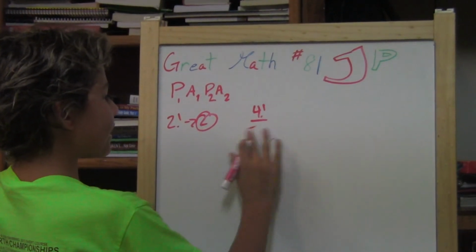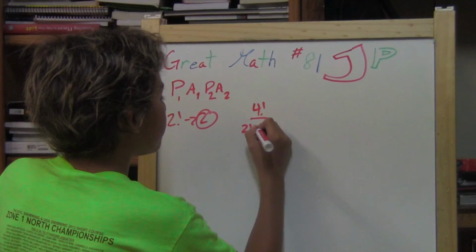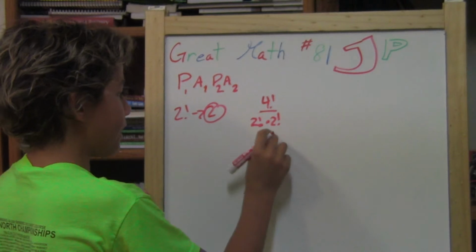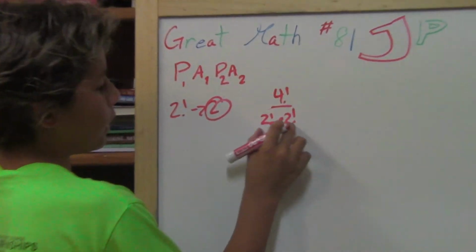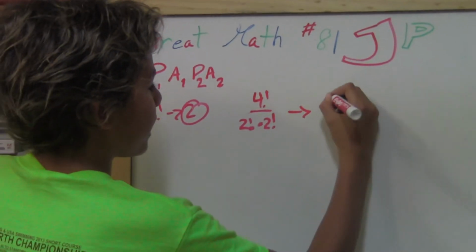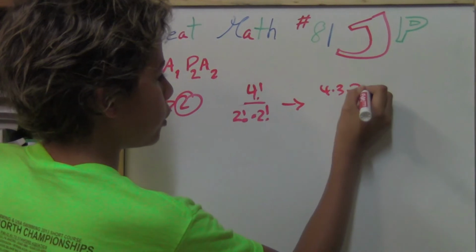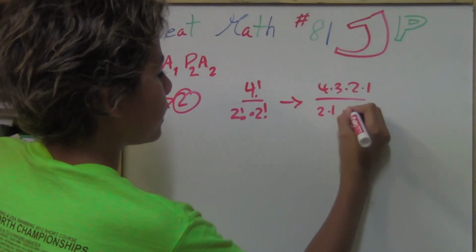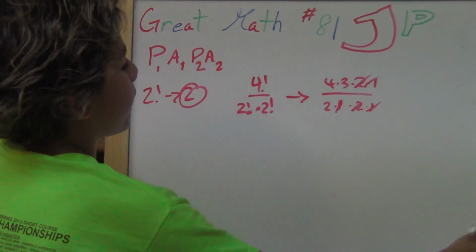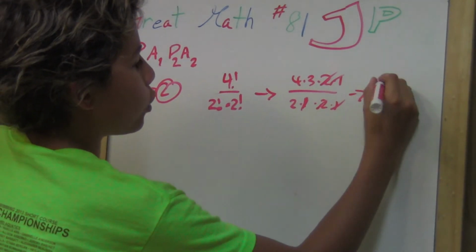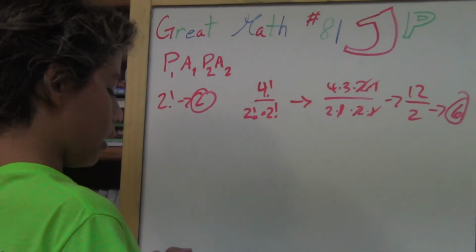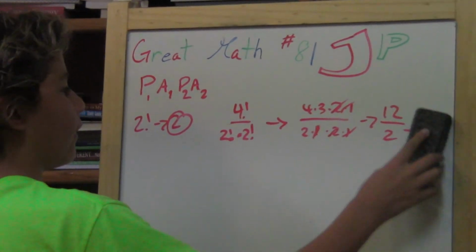But that's kind of wrong, because we have to include the A, we have to multiply that too. Because it's "and," like I said, in probability and counting. So 2 factorial times 2 factorial are the denominator of this. Now when we get that, we get 4 times 3 times 2 times 1 divided by 2 times 1 times 2 times 1. Cancel out. That's going to be 12 divided by 2, which is an answer of 6. There are a total of 6 for this.